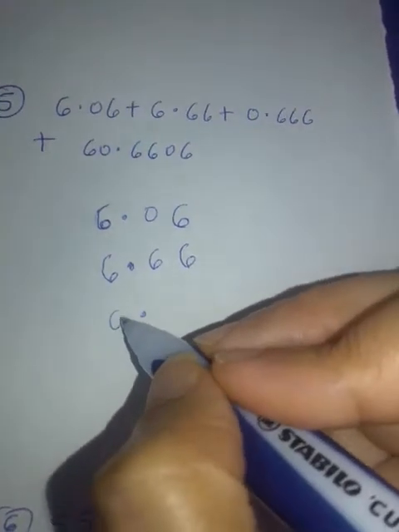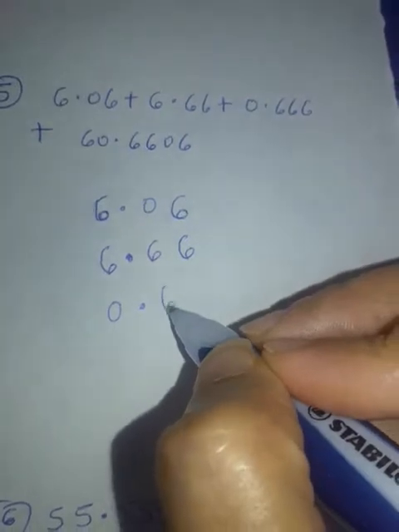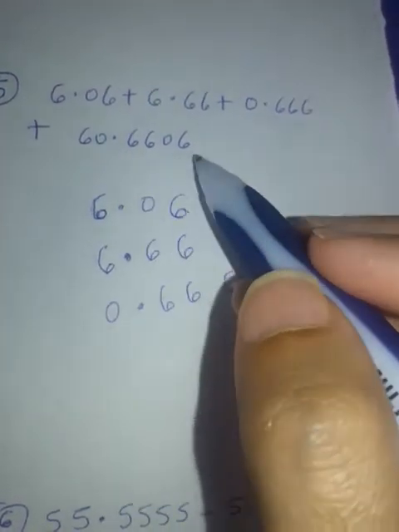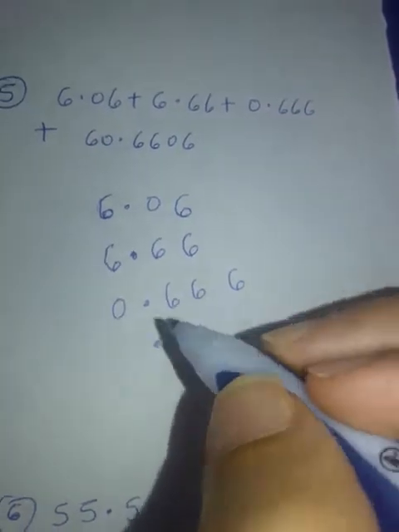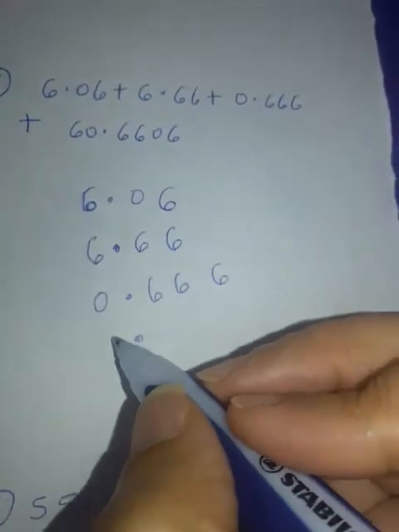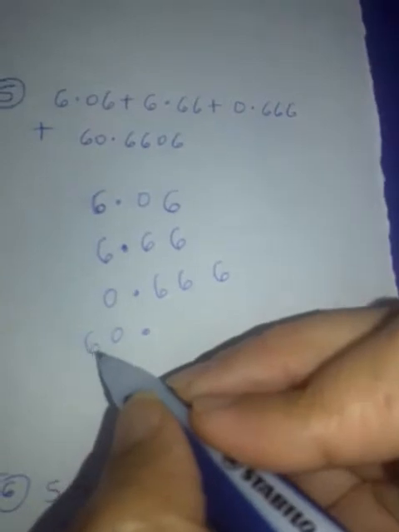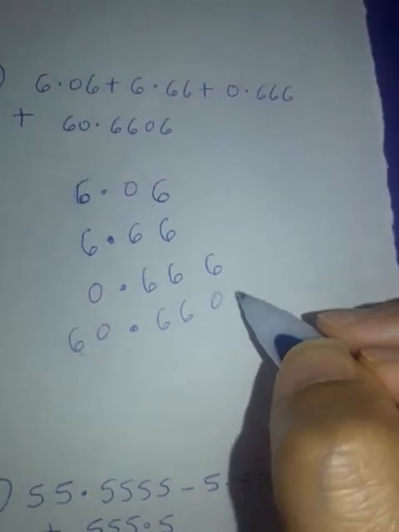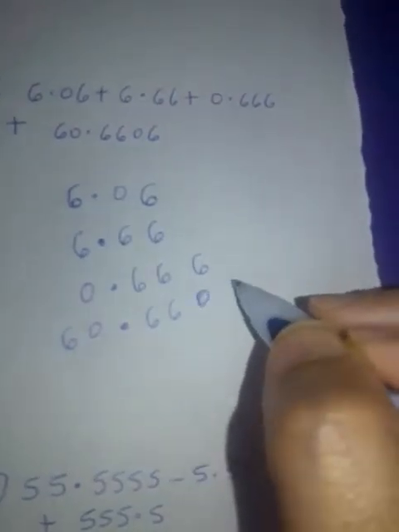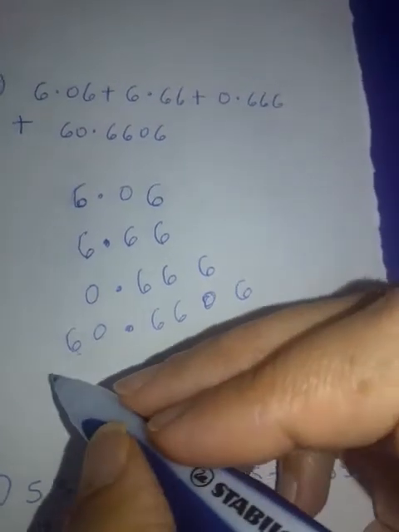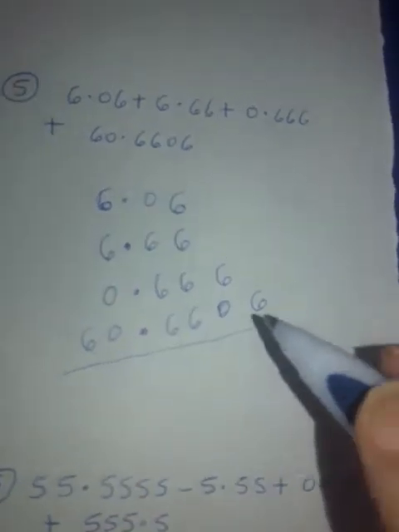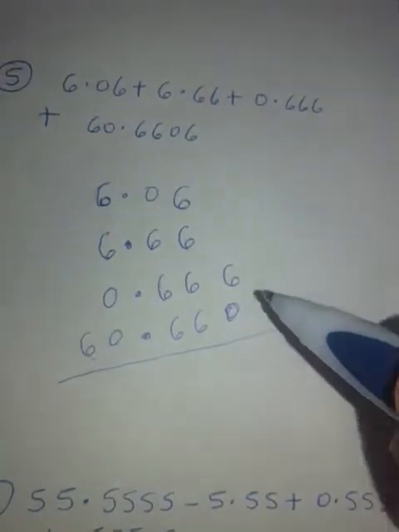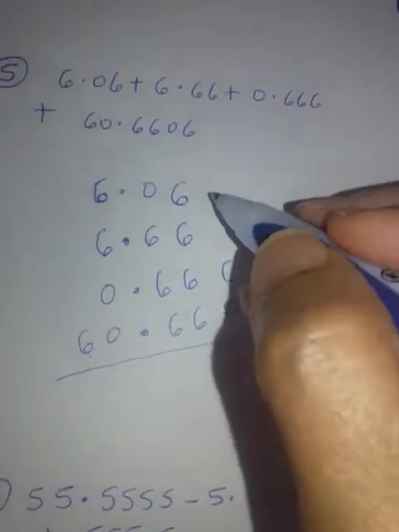What is on the left side? 0. What is on the right side? 666. Then this. Again copy the decimal point. What is on the left side? 60. This is 60. And this is 660.6. And now you can add. Whenever there is nothing, assume it as 0. If you are getting confused, straight away write it.